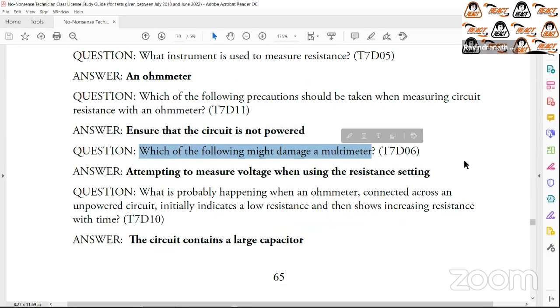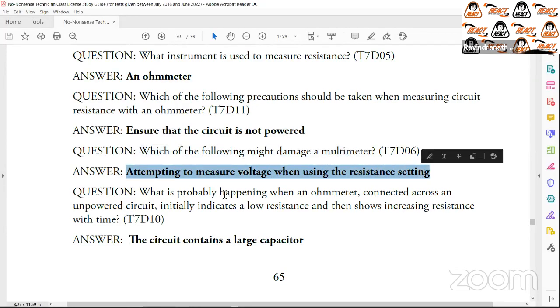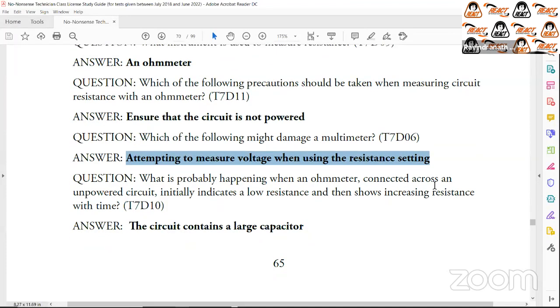Which of the following might damage a multimeter? Again, some of us have actually done this. You might inadvertently, hopefully not deliberately, attempt to measure voltage when you are on the resistance setting. Please do not make that mistake. It will be a very expensive mistake.